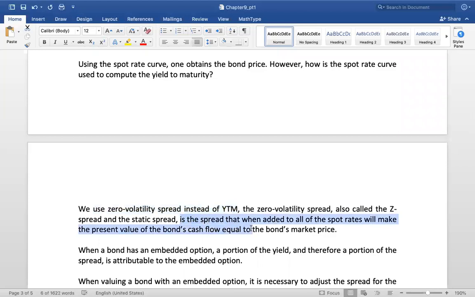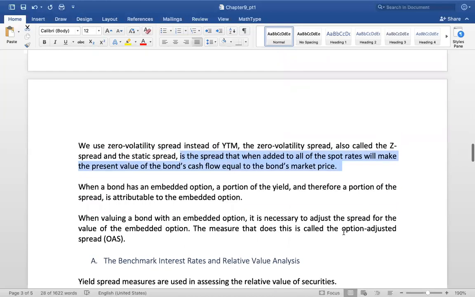Zero volatility spread is a spread that, when added to all spot rates, will make the present value of the bond's cash flow equal to the bond's market price. That is what we call zero volatility spread, and when we measure the benchmark for the YTM of these bonds, we use zero volatility spreads for embedded option bonds.